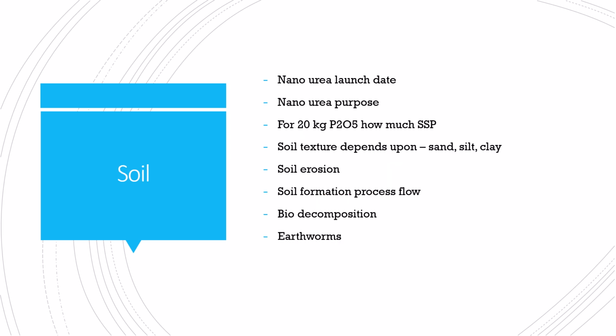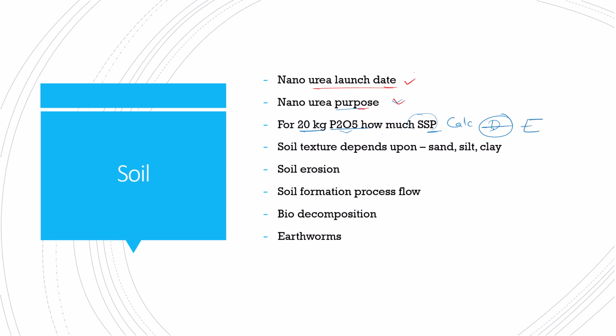If you talk about soil science, there were nano urea questions, the launch date and the purpose. The launch date question was totally factual; if you remembered it, you would have done it, if not, then not. The nano urea purpose question was conceptual. Then there was a question: for 20 kg P2O5, how much SSP is needed? This was calculation based and would have taken you some time. If you have practiced well, not much time would have been taken. I would have considered it difficult if the amount of P2O5 contained in SSP was not given in the question. That made the question easier.